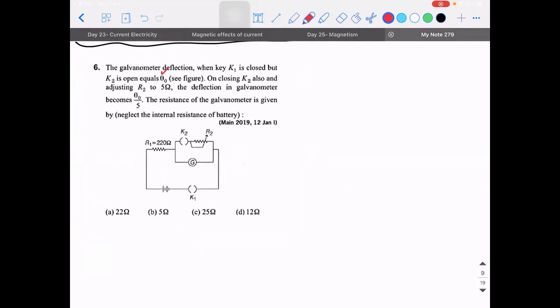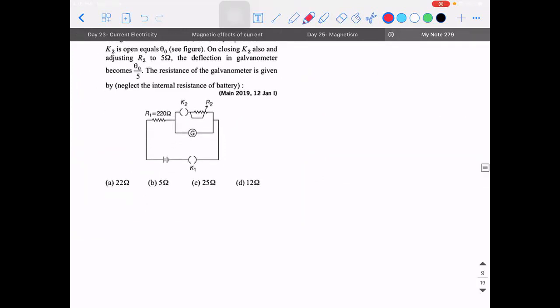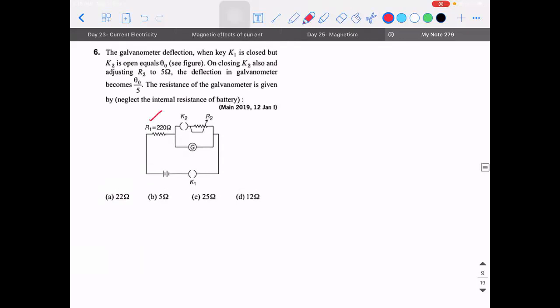Okay, I'm just trying to relate both so that when you do the experiment, you will understand it better. So let's try to analyze what the circuit has. It has a resistor R1, which is 220 ohm. And there is another resistor R2, which is adjusted to 5 ohm, which means it's a rheostat actually.